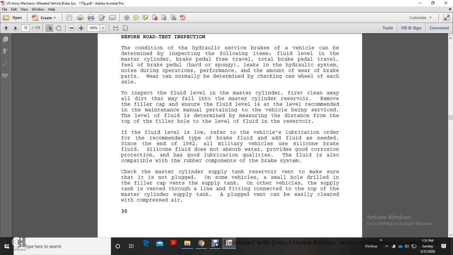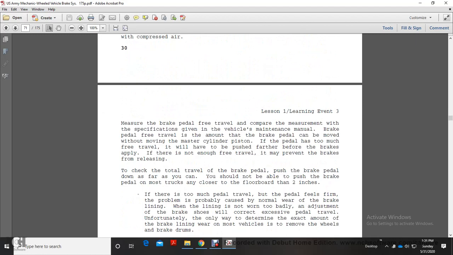Check the master cylinder supply tank reservoir vents to make sure they are not plugged. On some vehicles, small holes are drilled in the filler cap to vent the supply tank. On other vehicles, the supply tank is vented through line fittings connected to the top of the master cylinder supply tank. The vent can easily be cleared with compressed air.